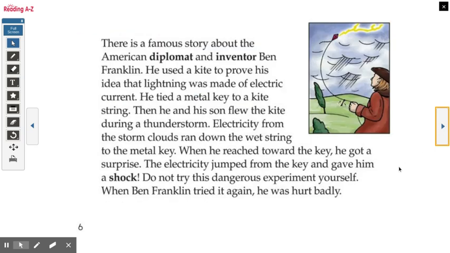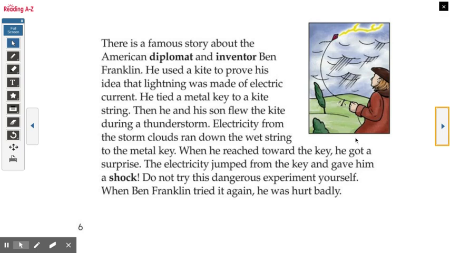Oh, I see lots of text features. Can you point to one? Yeah, there's 3 bold-faced words, 3 of them. Where can we find the meaning of those words? In the glossary, that's right. Here's another text feature.